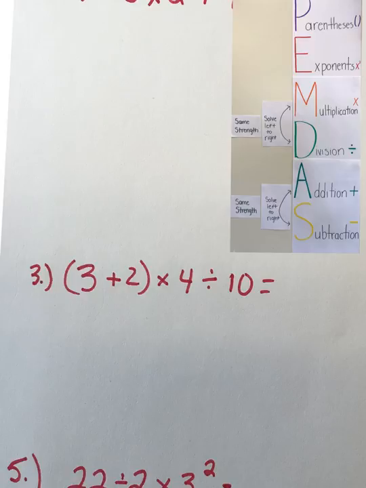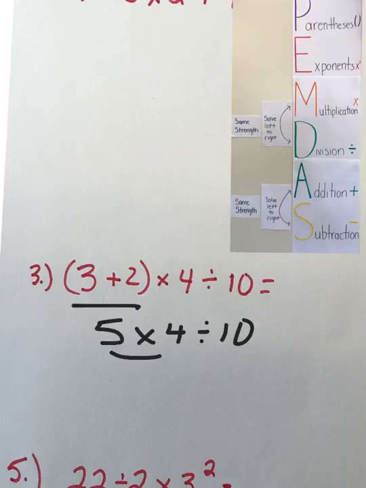For question 3, you would go through and find a parentheses. There is a parentheses right here. So I would change that to 5 times 4 divided by 10. No more parentheses, so then I do multiplication or division from left to right. And there's just multiplication and division, but I have to do it from left to right. So this is 20. So I'll rewrite 20 divided by 10. And I know 20 divided by 10 is 2.